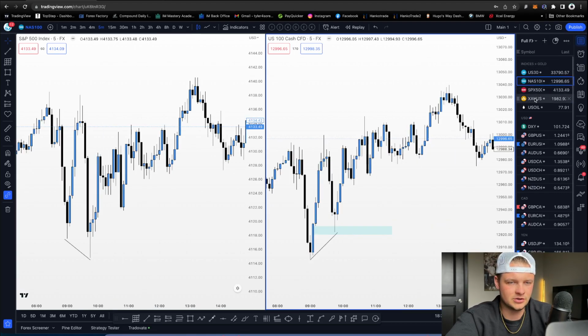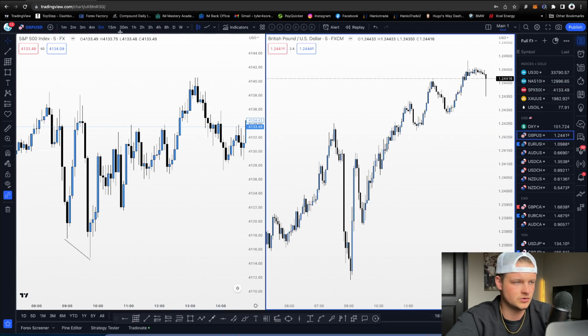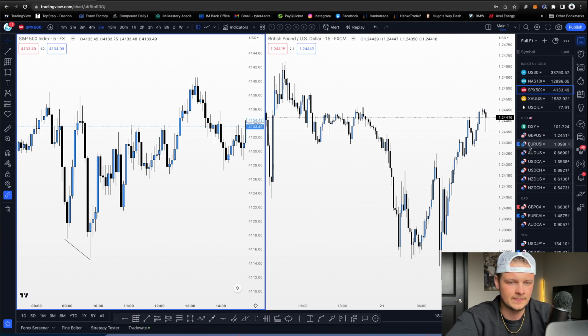And then the other example I can show you guys is actually with the currency pairs. Okay, so if we go to, I think it was on the 15-minute that I saw this, for you guys.